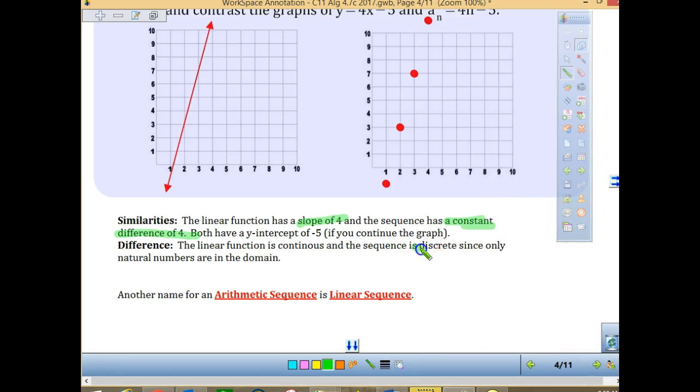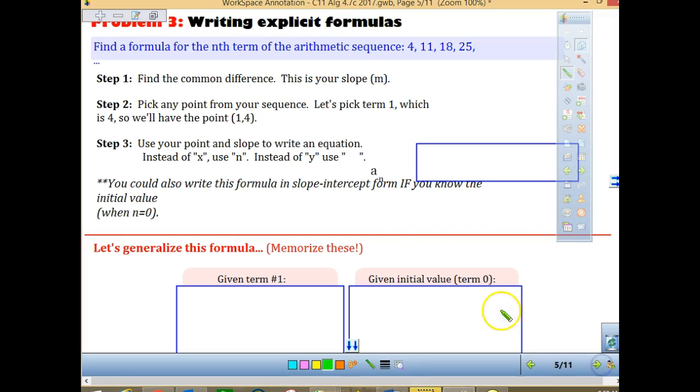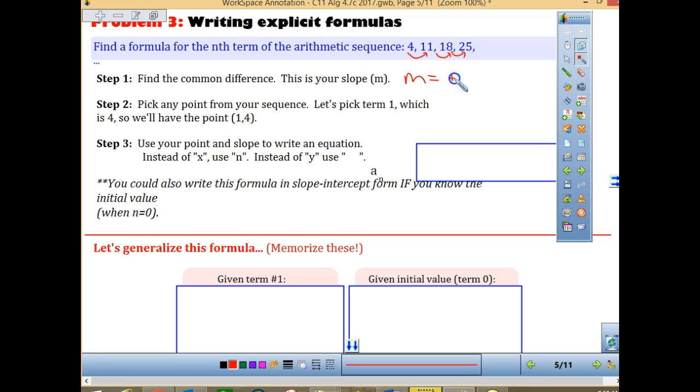So discrete versus continuous was the main difference. Okay? So, what was our slope as we look at this? M equals? What's happening from 4 to 11, 11 to 18? We're adding 7. So our slope is 7, right? So they say let's pick a point. 1, 4.